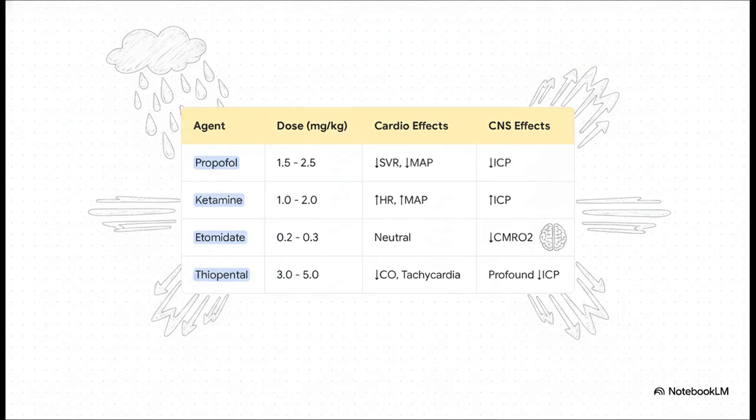Propofol and thiopental tank the blood pressure and the ICP. Ketamine does the complete opposite, cranking them both up. And then you've got etomidate sitting right there in the middle, just keeping everything nice and stable. This is exactly why your choice of induction agent is always dependent on the clinical context.